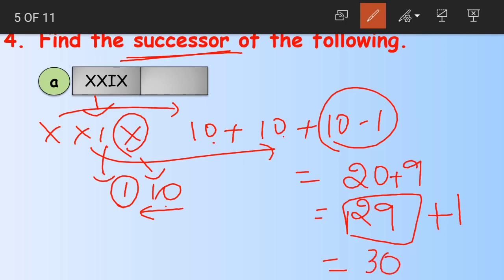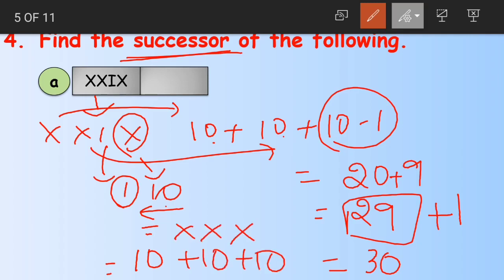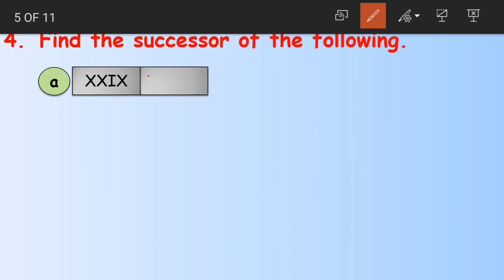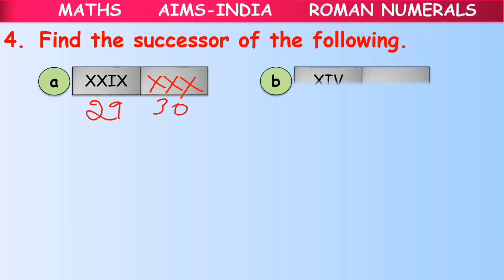Yes. Now how do we write this 30 in Roman numerals? 30 means 3 tens. So 10 plus 10 plus 10, which is nothing but XXX. Am I right, children? What is the successor of XXIX? The successor of XXIX is XXX. 29 and this is 30. 29 plus 1 is 30.